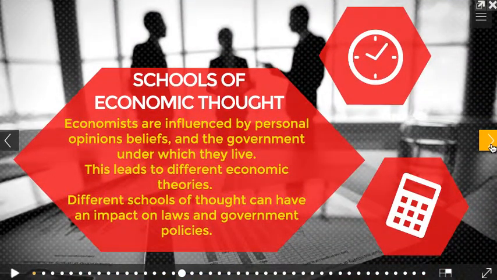Schools of economic thought. Economists are influenced by personal opinions, beliefs, and the government under which they live. This leads to different economic theories. Different schools of thought can have an impact on laws and government policies.